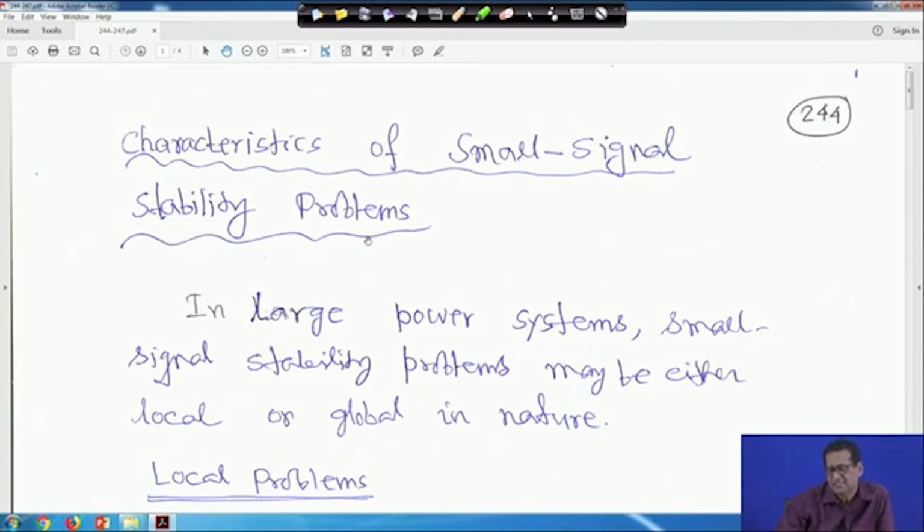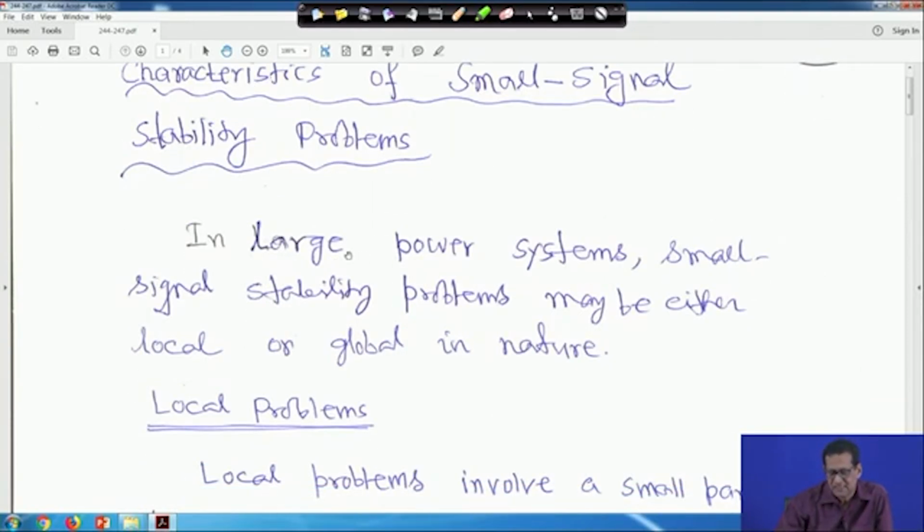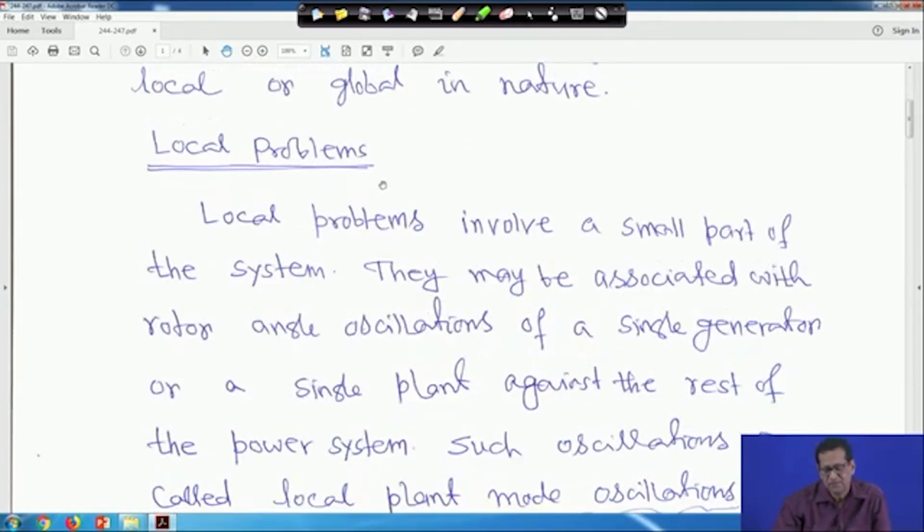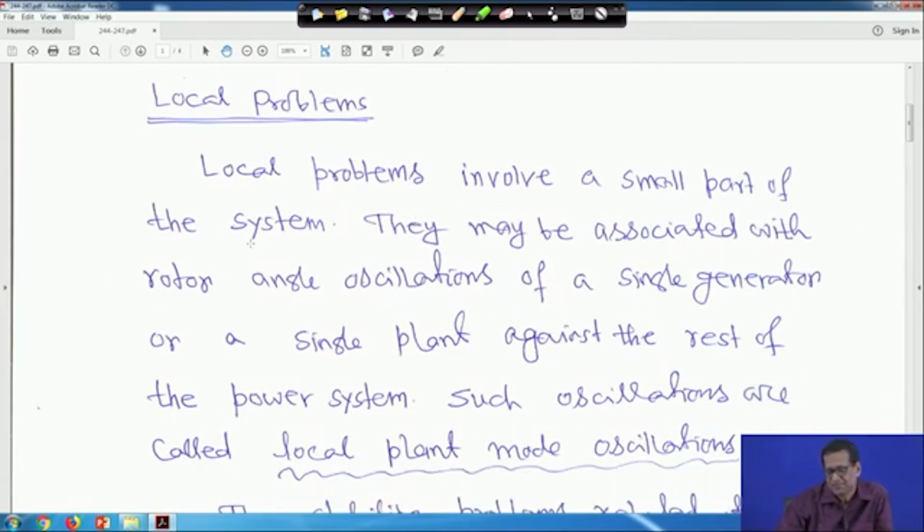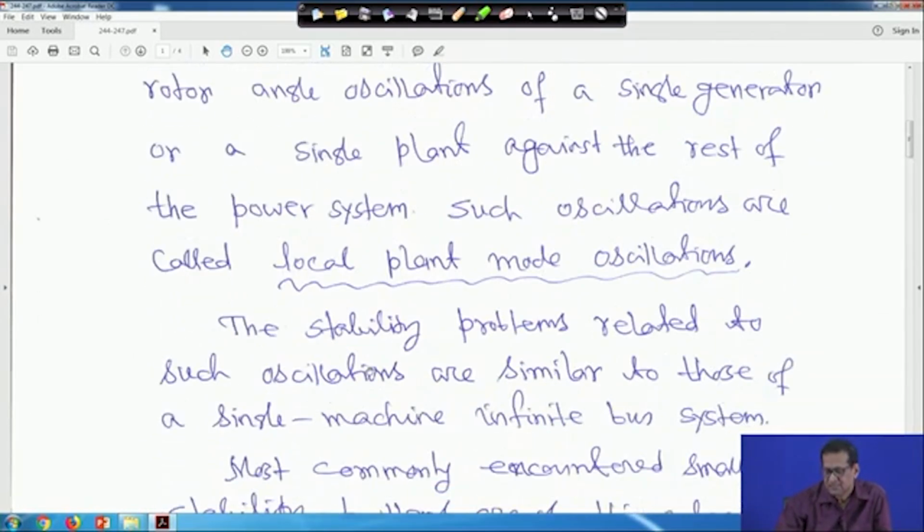Now, characteristics of small signal stability problems. In large power systems, small signal stability problems may be either local or global in nature. Some general ideas. Now, local problems. A local problem involves a small part of the system. They may be associated with rotor angle oscillations of a single generator or a single plant against the rest of the power system. Such oscillations are called local plant mode oscillations. So, certain terminology you should keep in your mind.